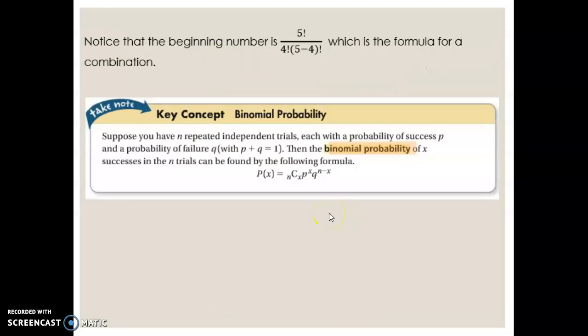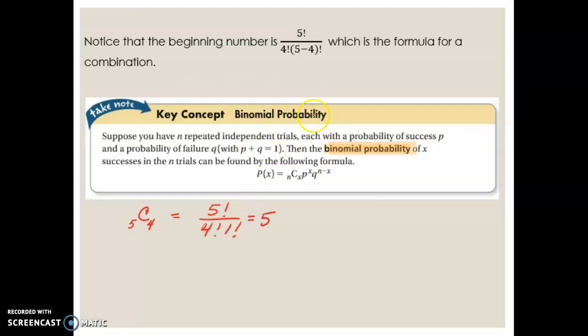And notice that the beginning number, 5, we got as a combination of 5 things taken 4 at a time. Combination of 5, 4 is 5 over 4, 5 minus 4 plus 1 gives you that. And that leaves us with 5.